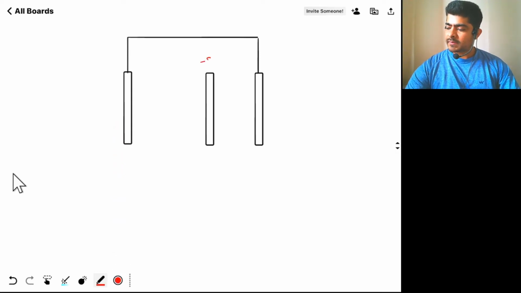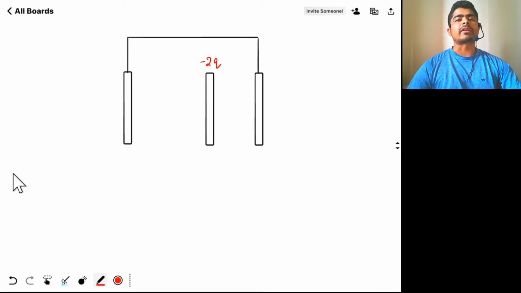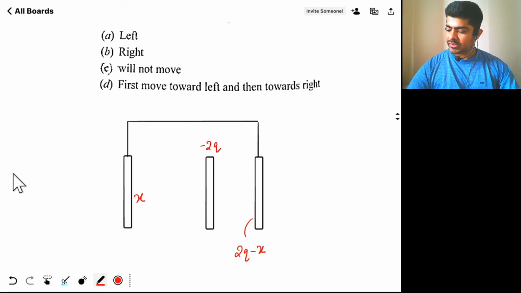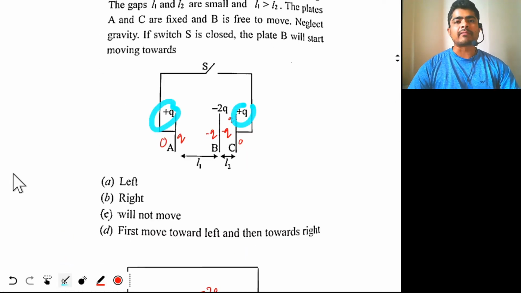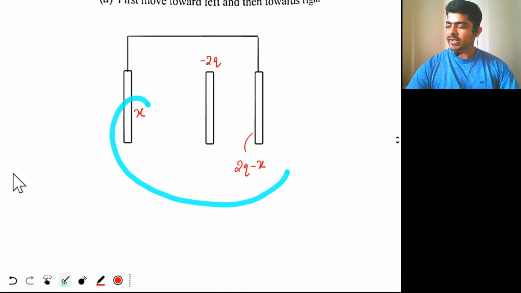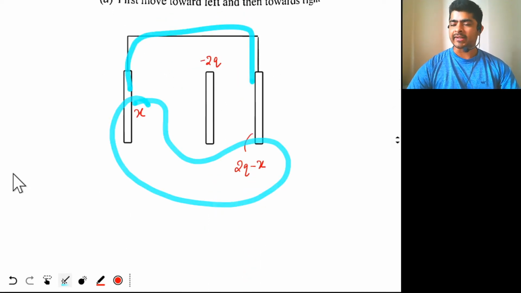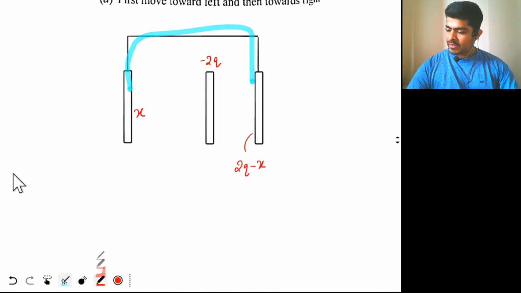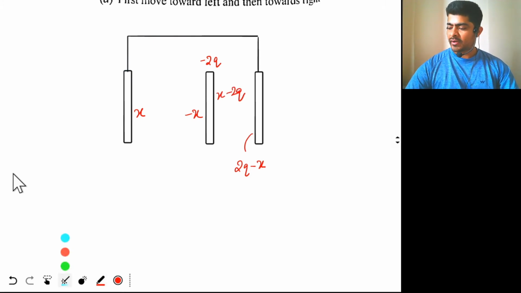This middle plate still has charge minus q, but the outer two plates will not have the same charge anymore. If this plate has got charge x, then this plate will have charge 2q minus x. Why? Because the total charge of these two plates combined was 2q. So their total charge should still be equal to 2q because they are connected to each other. So here x, here minus x, so here I have x minus 2q, then here I have 2q minus x.